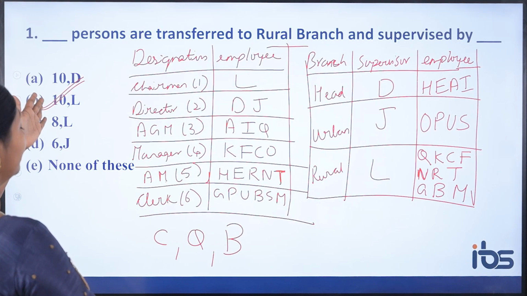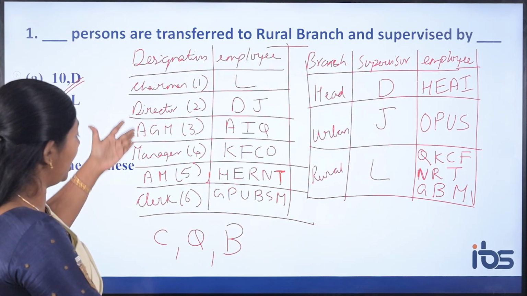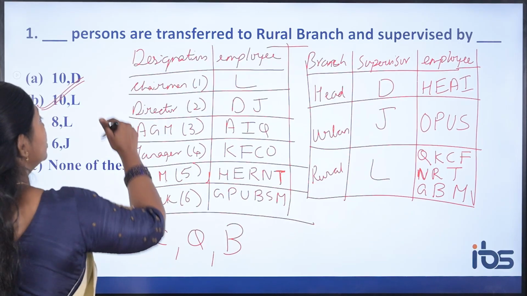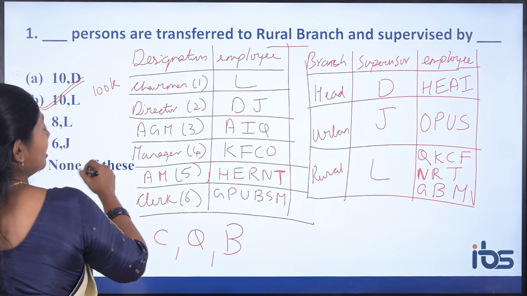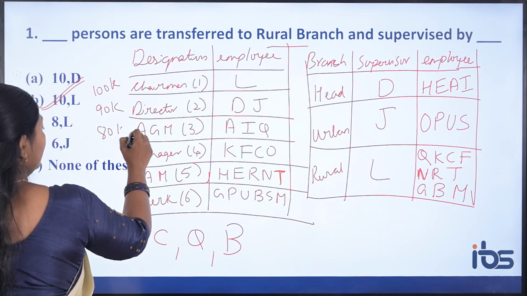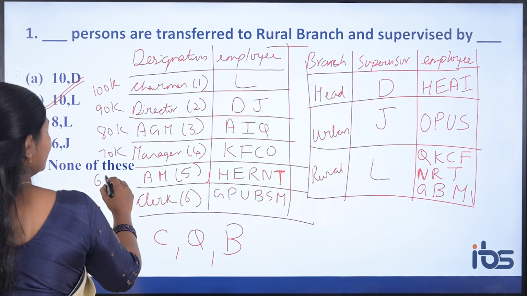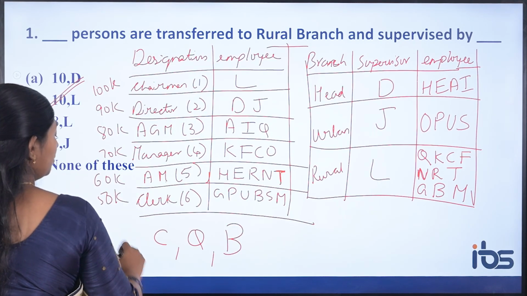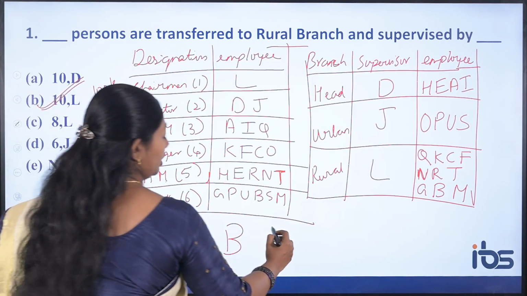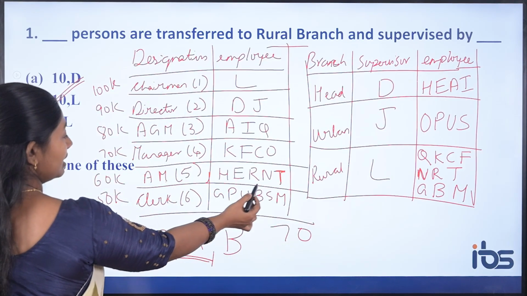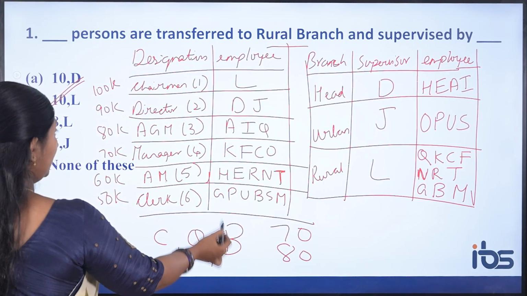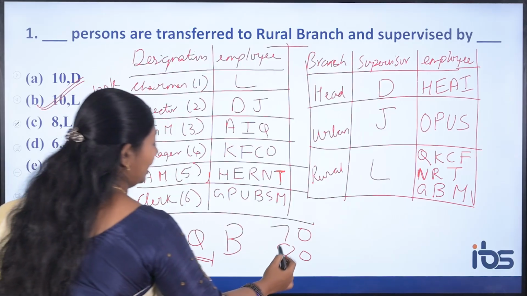So what is the question? The salary is reduced by 10K from chairman to clerk, and the initial salary of chairman was 100K. So director will get 90K, AGM 80K, then 70K, then 60K, then 50K. Then they are asking the sum of the salaries of C, Q, B. C is a manager, so he will be getting 70. Q is an AGM, so he will be getting 80. And B is a clerk, he will be getting 50.